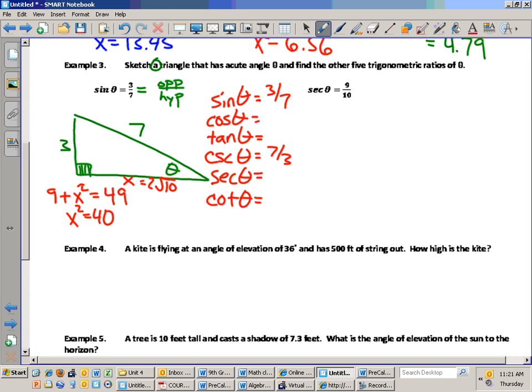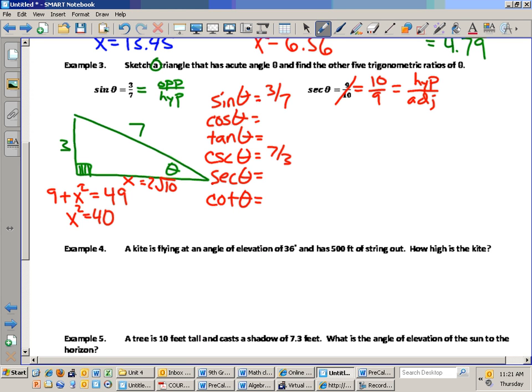Okay. This problem is incorrect. Secant can't be 9 over 10. It's 10 over 9. Okay. Now, what is secant in terms of sine, or in terms of opposite, adjacent, hypotenuse? So we have a hypotenuse of 10, and we have an adjacent side then of 9.